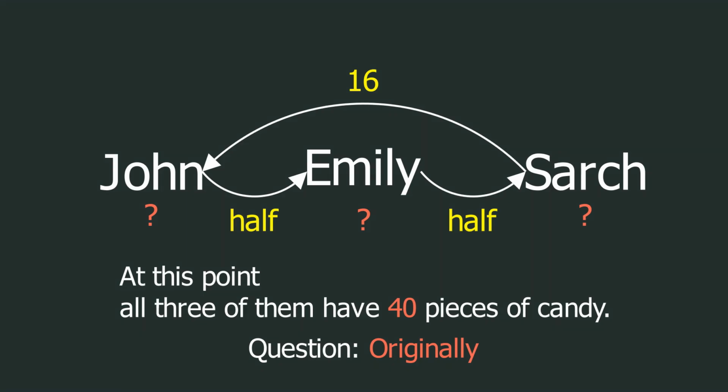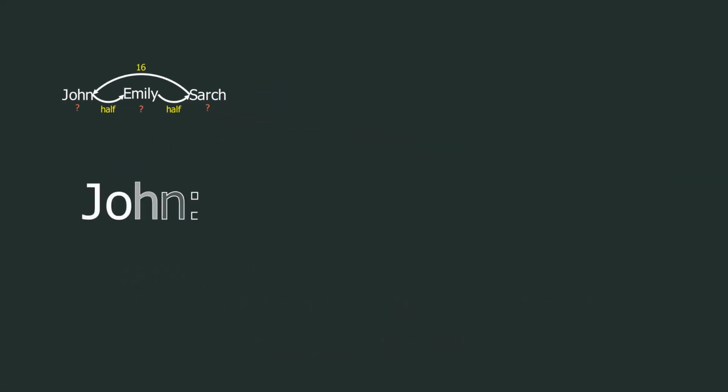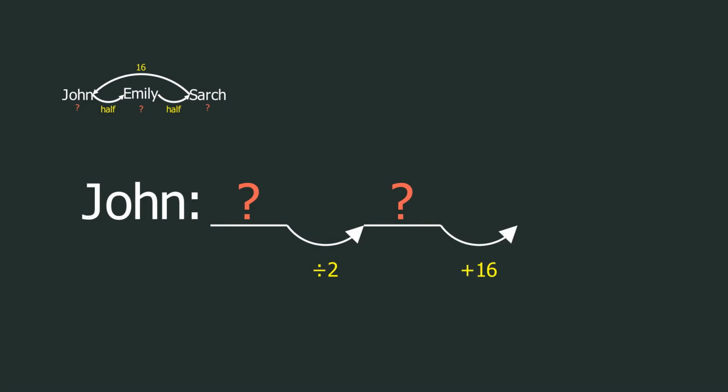Let's examine each one and see what changes occurred. First, let's look at John. We don't know how much candy he had at the start, but we do know he gave half to Emily. Isn't half the same as dividing by 2? After giving, we still don't know how much he has. So, let's keep going. He received 16 candies from Sarch. And finally, he had 40 candies.